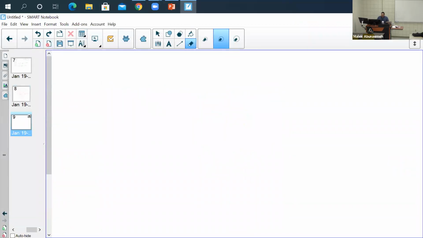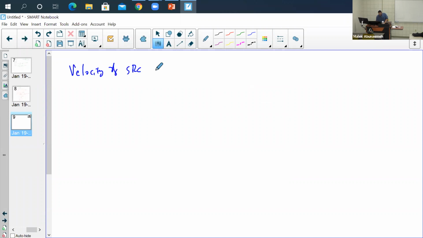Perfect. So let me define some things first for this one. I'm going to call the velocity of the source... Let's say you have a source. You have a speaker, and in this one a train coming towards you that's making a noise, right? So the velocity of your source, we're going to call that Vs.